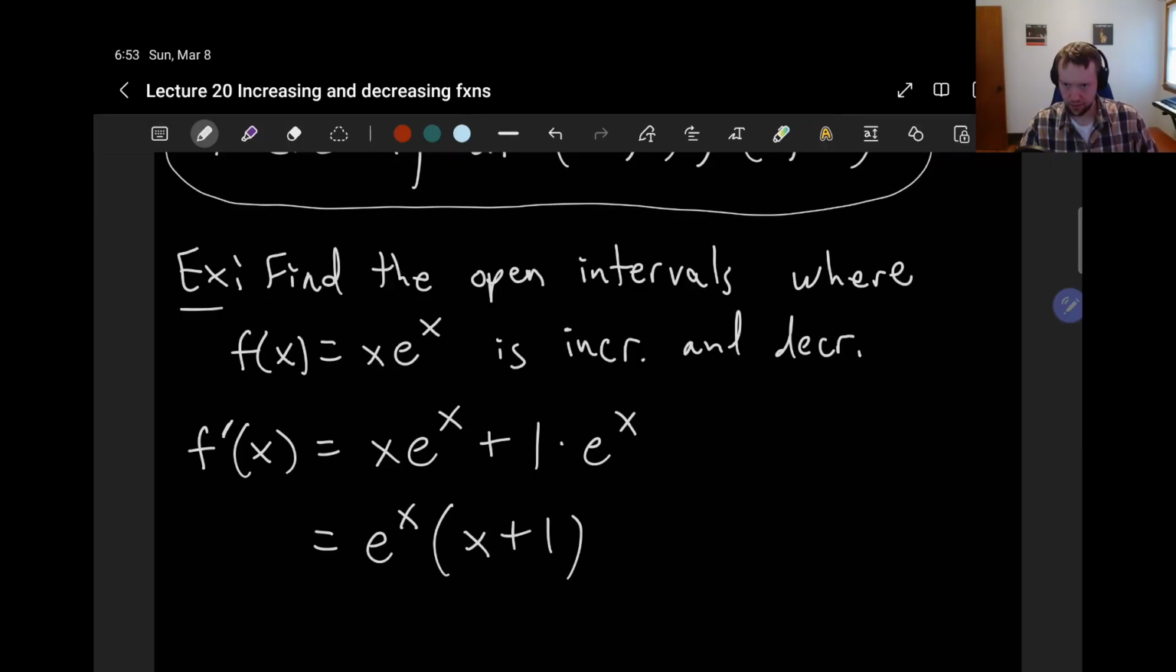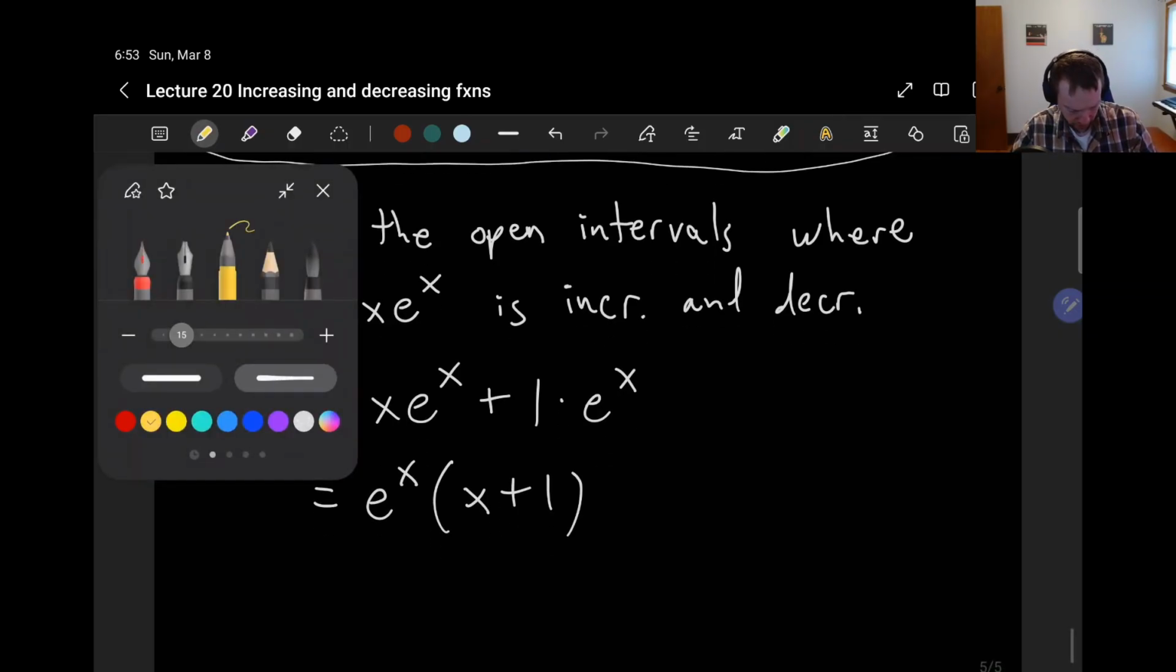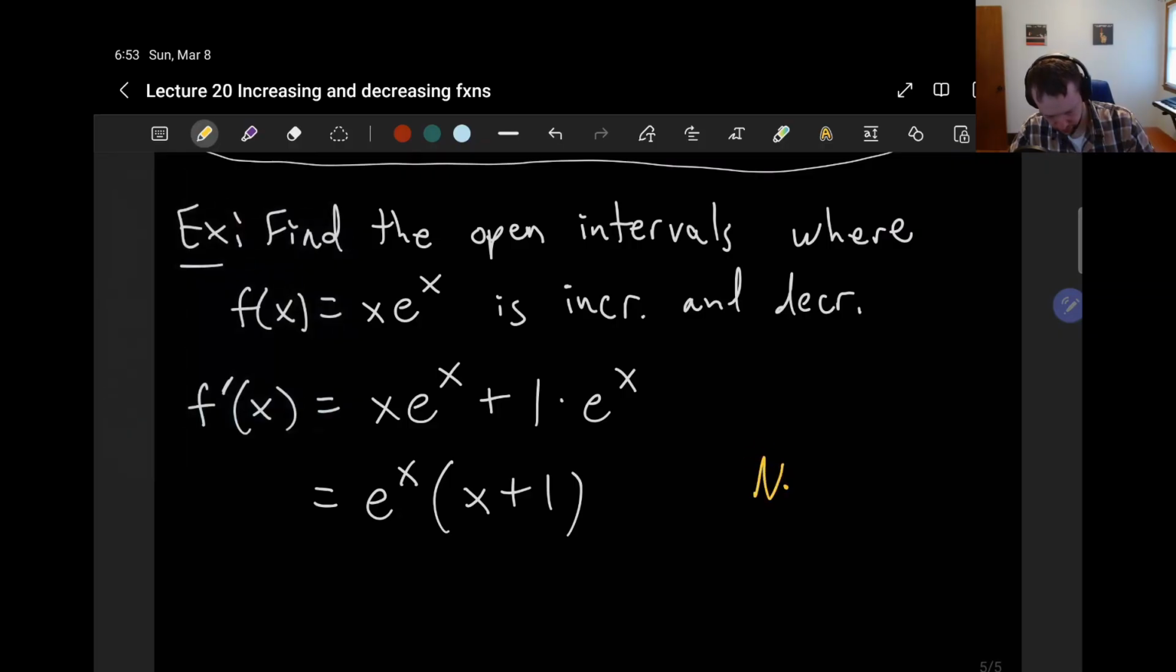Factoring helps. And here, an important thing to note is, remember the range of e to the x? It's always positive. No matter what you plug in for x, you're going to get a positive output. So maybe I'll write that off to the side. That really helps us solve this problem.